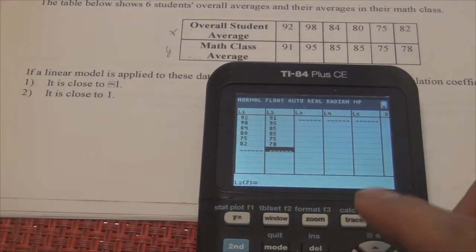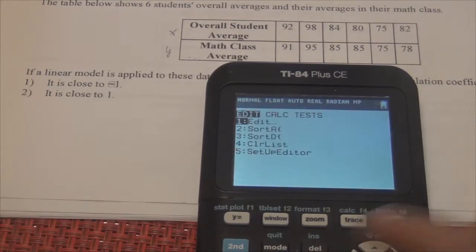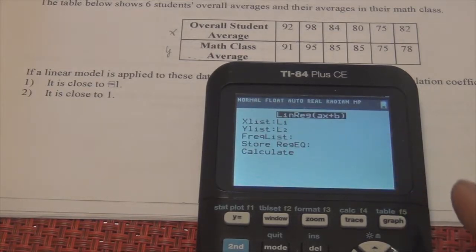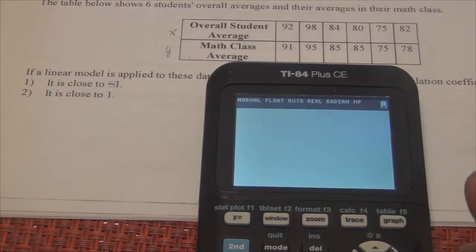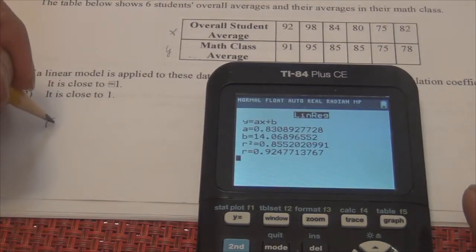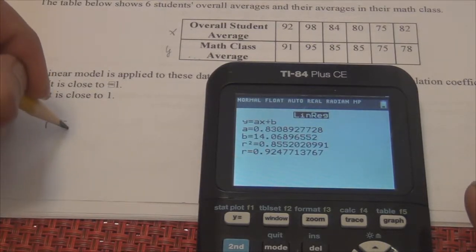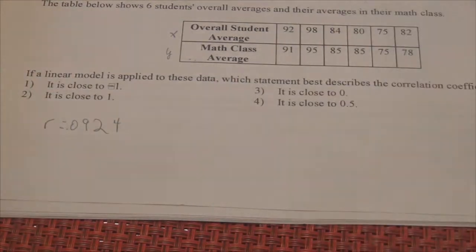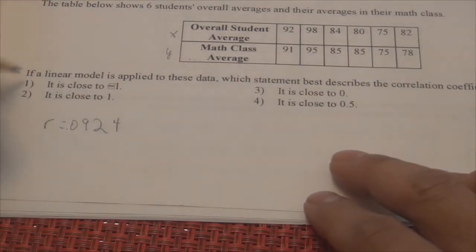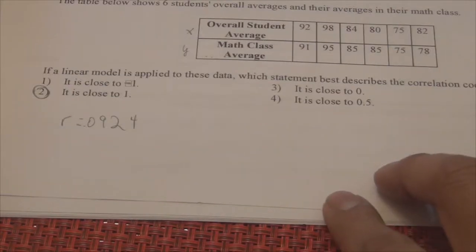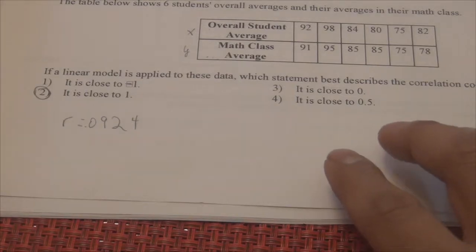All right, and now they want a linear model, so let's go calculate linear regression. I don't need to store anything because I'm not being asked any more questions. So the correlation coefficient is 0.92. So boom, 92.4 if you want to. Now we know that it is close to 1. So number 2 is the answer.